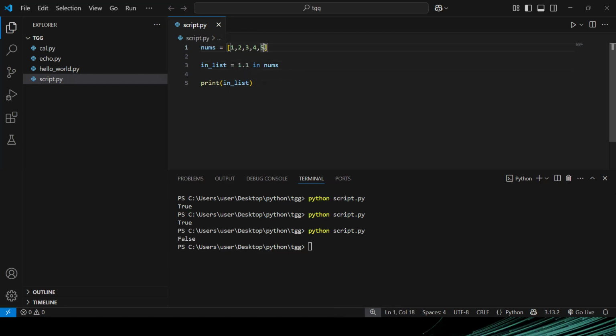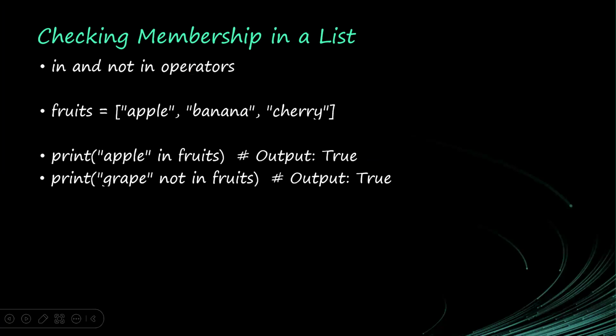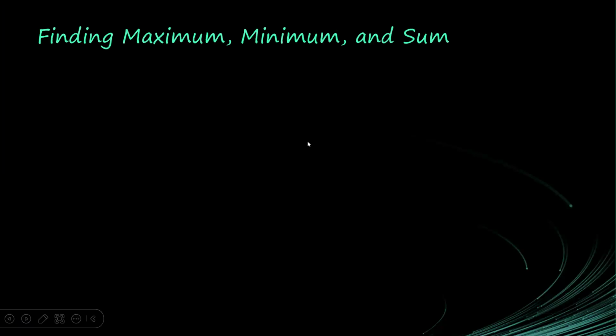I can also say true. If I say true in nums, it will give me true because we have the true. So if I save and run this, it will give us true. All right. So this is how you actually use the membership operators, the in and not in. These are the membership operators. Please, if you have any confusion, always reach out to us. We're always available.